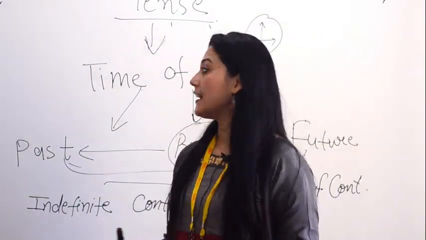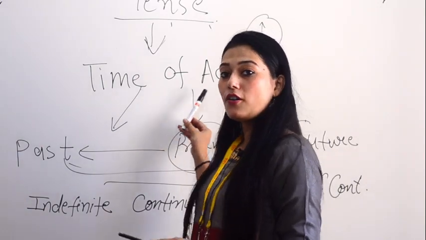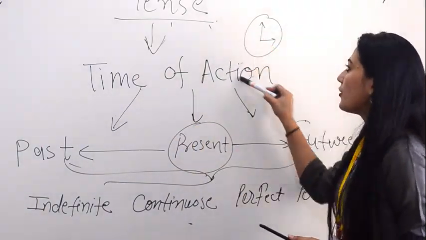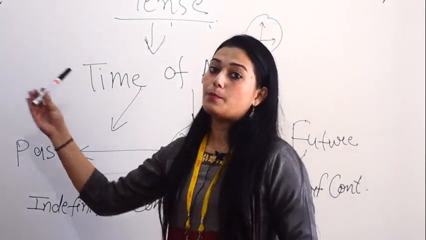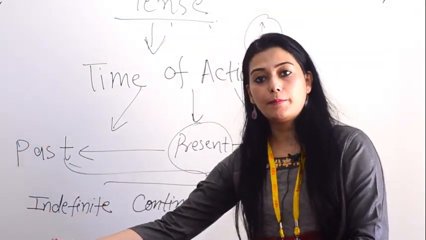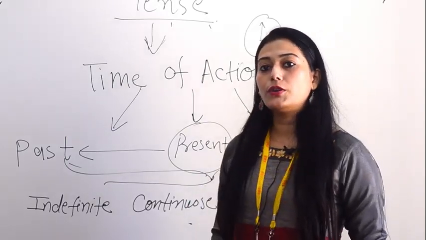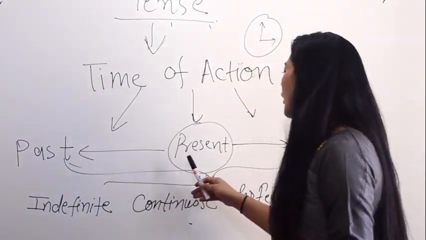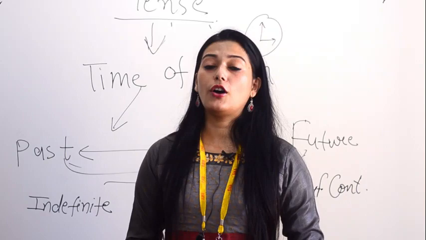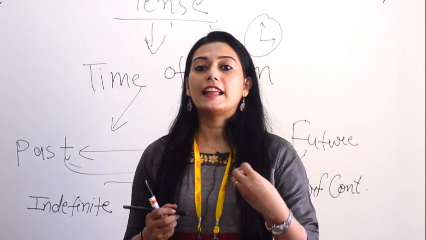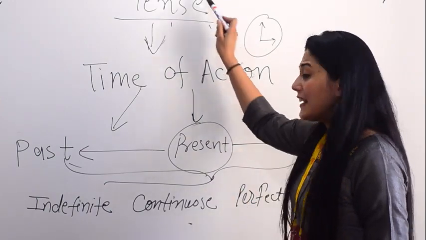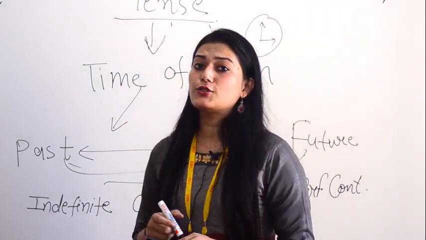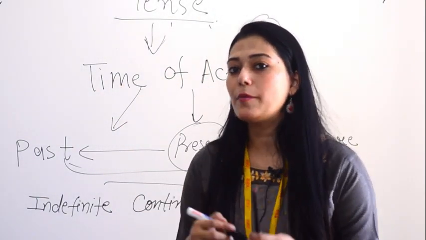What is tense? Tense is time of action. It tells when any action happened, whether it already happened in the past, or it is ongoing in the present, or it will happen in the future, or we are predicting something or telling the possibility of something occurring. So we can understand this tense through a family chart or family tree.